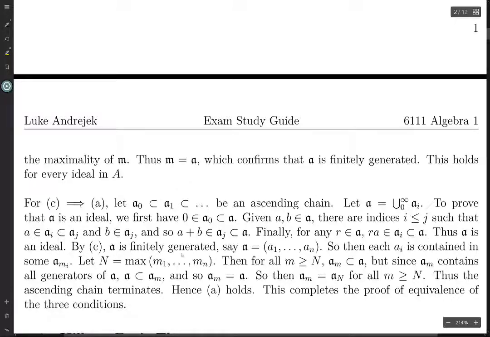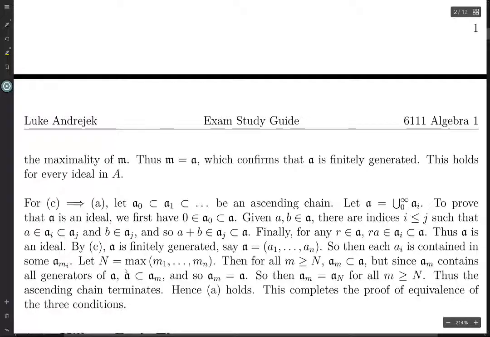So now it's finitely generated, say by elements a_1 through a_N. So each a_i is contained in some ideal A_{m_i}, where m_i is an index depending on i. Let N be the maximum of these indices. Then if you choose any index m greater than or equal to this capital N, A_m must be contained in A because of the definition of A. However, A_m contains all generators of A. Why does it contain all generators? Because A_{m_i} is contained in every A_j for j greater than or equal to m_i.